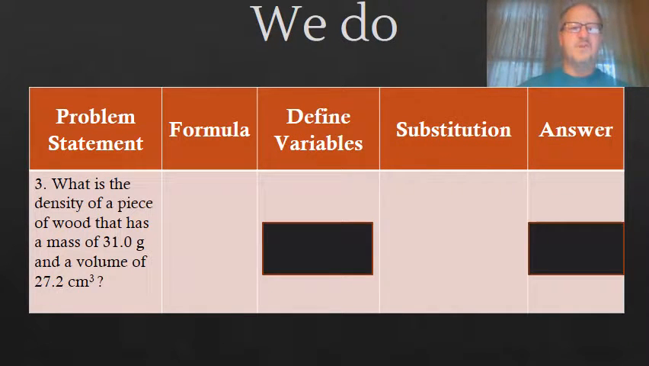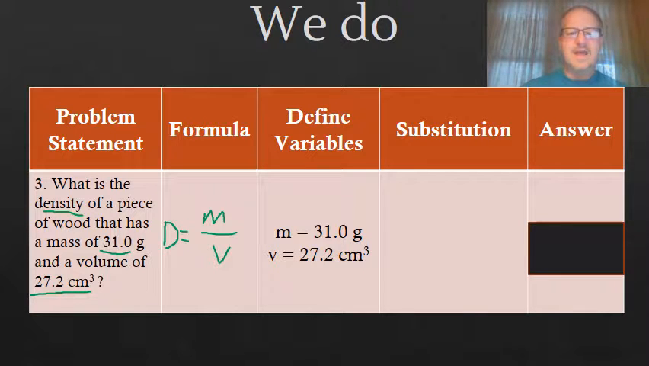What is the density of a piece of wood that has a mass of 31 grams? This time we're given the mass again, and a volume of 27.2 centimeters cubed. So what is our formula for solving for density? What is the density? That's the question that's being asked. So we're looking for density. So what does density equal? D equals, and we know the formula to solve for D is M over V. Now we can do our substitution, which gives us m equals 31.0 grams, and volume is 27.2 centimeters cubed.